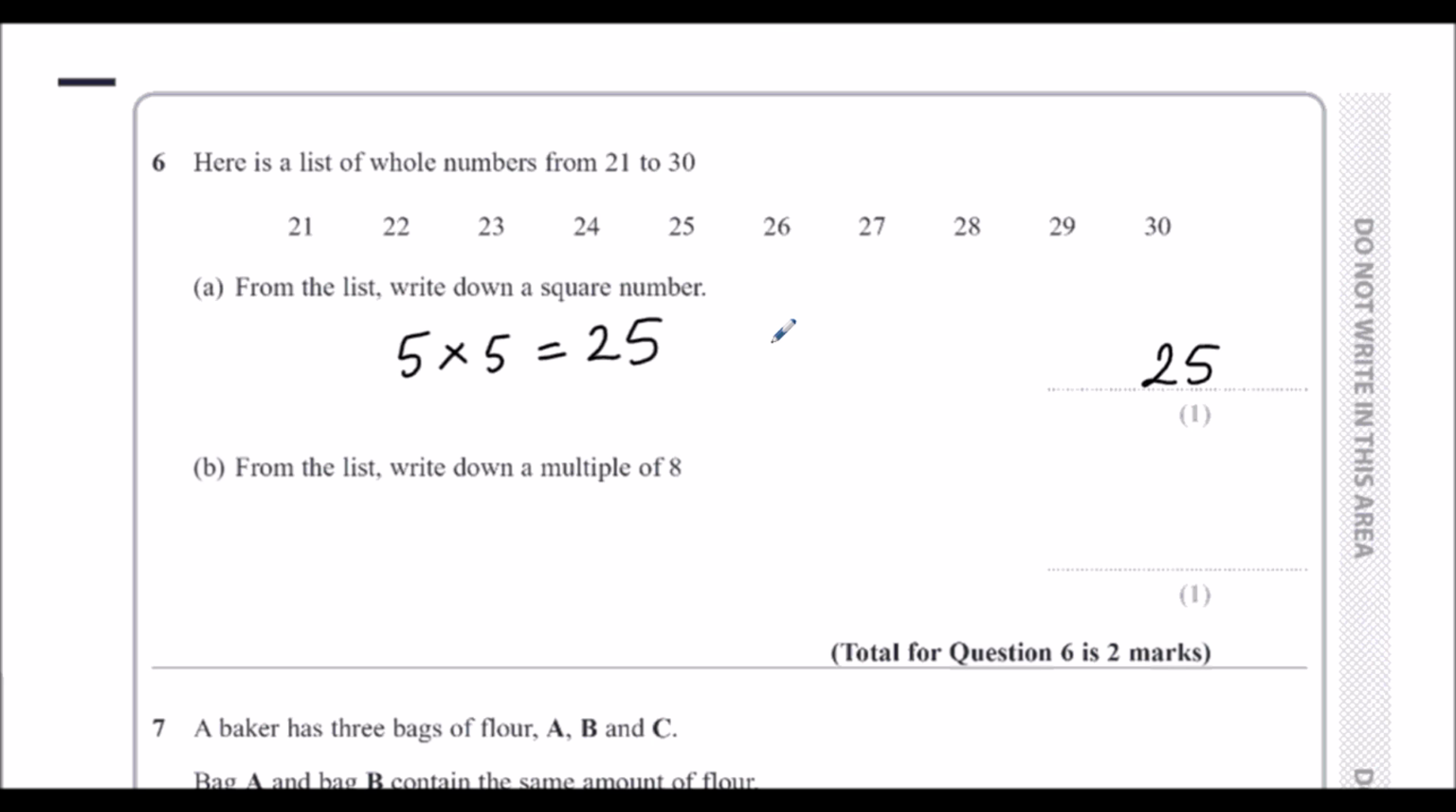From the list, write down a multiple of 8. So the 8 times table goes 8, 16, 24, 32, and so on. So there's only one number in the 8 times table on that list. That's 24.